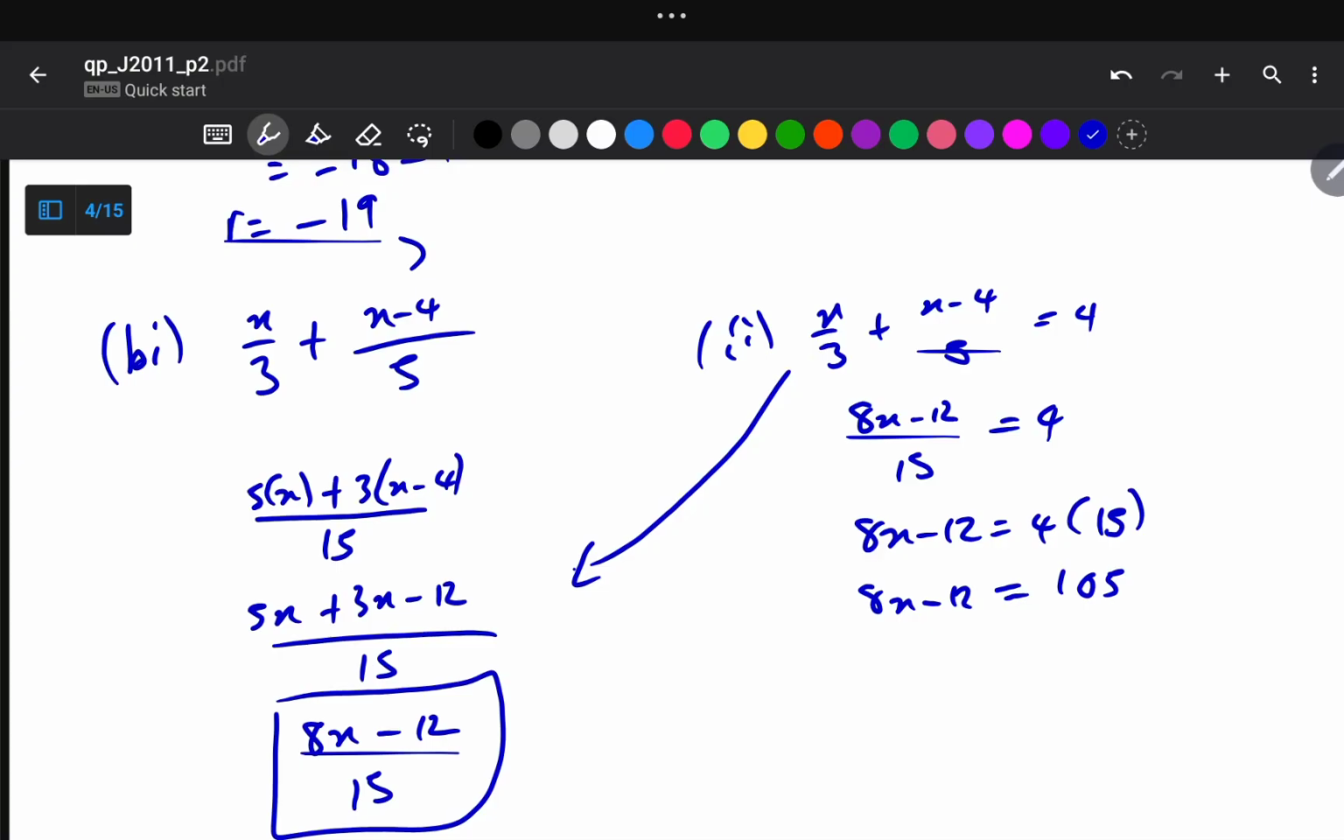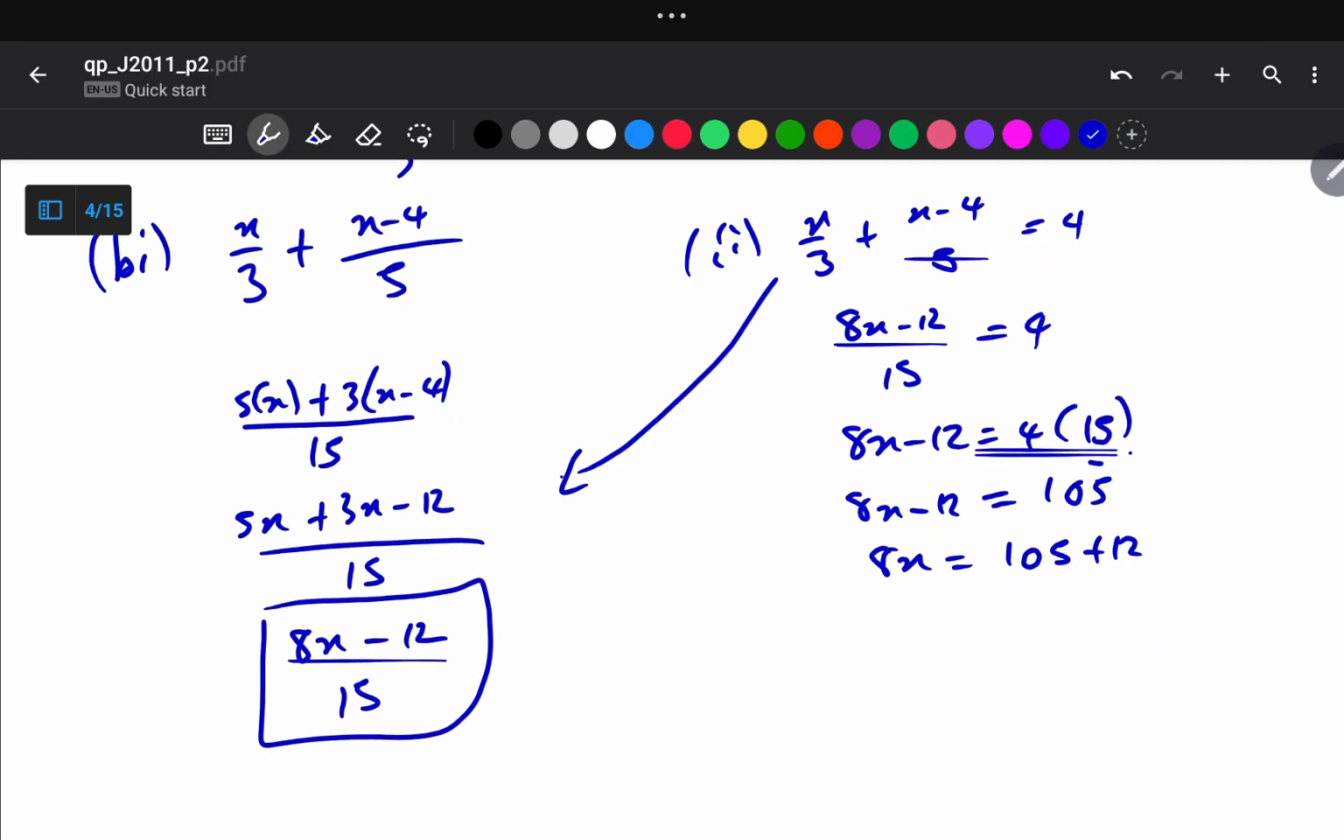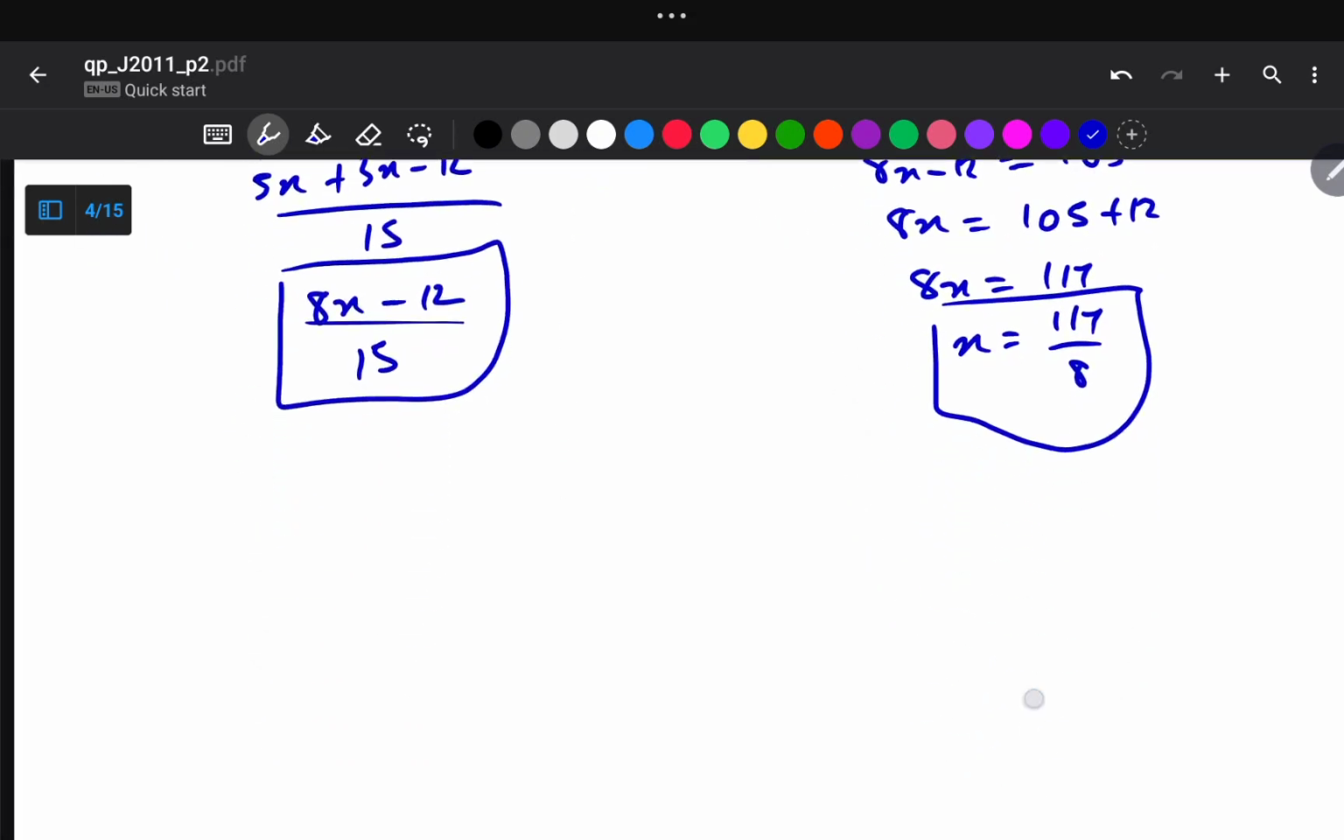So the first thing we need to do here is to shift this 12 to this side of the equation. So if we shift this 12 to this side, we get 8x being equal to 60 plus 12. So 60 plus 12 gives us 72. Therefore 8x is equal to 72, and let us divide both sides by 8. Therefore x is equal to 9. So this is our final answer.